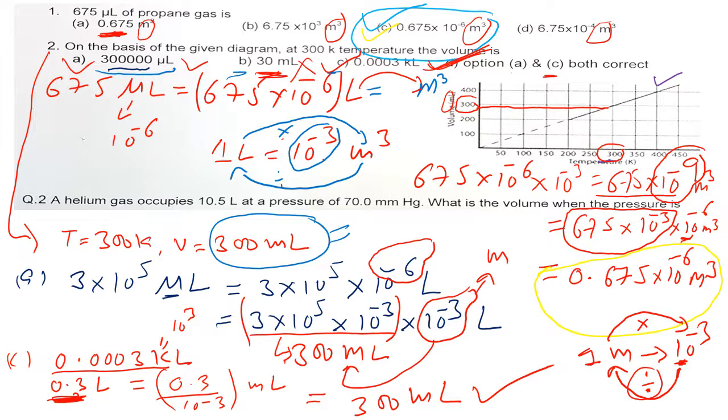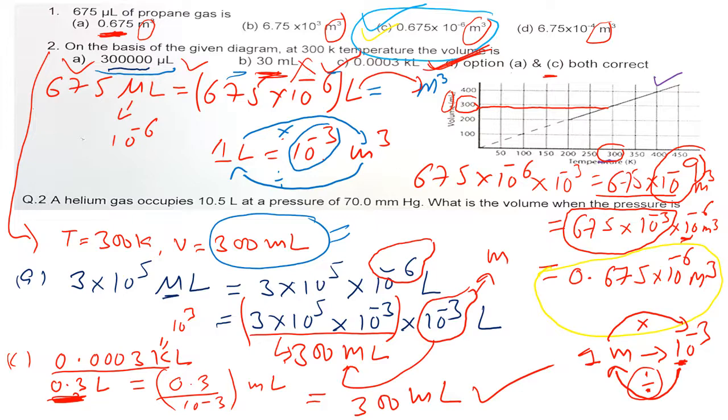Now you change this liter to meter cube, and the rule for the liter to meter cube is that 1 liter is equal to 10 to the power minus 3 meter cube. Already I told you, if you are changing from liter to meter cube, you have to multiply by this number, and if you are changing meter cube to liter, you have to divide by this number. So you are changing this to the meter cube.